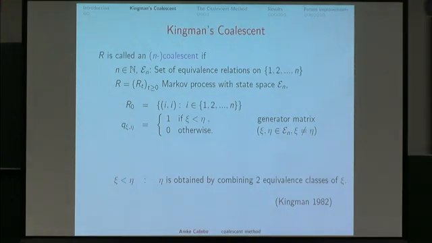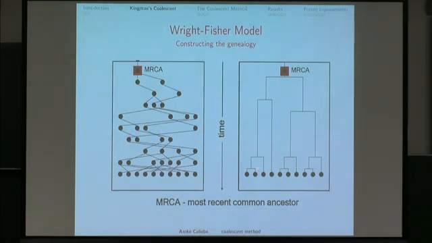That's the generator matrix of the Markov process, and as you can see, it's very simple. It's 1 if psi is smaller than eta, and what does it mean? It means that eta can be obtained by combining 2 equivalence classes of psi, and only 2. That means we have a coalescent event. In this case, we combine the equivalence classes of this one and this one. If we go further back, we have another coalescent event, so we combine the equivalence classes of these 2 with this one.